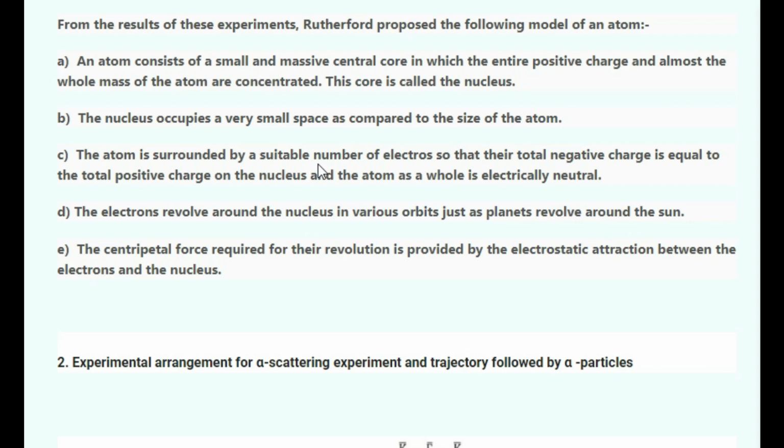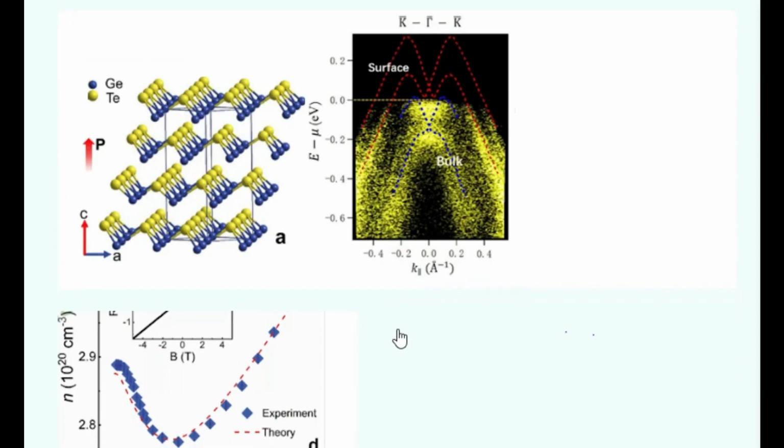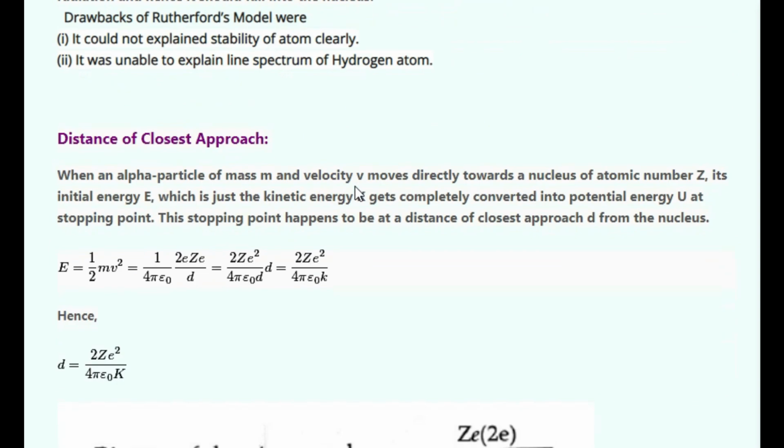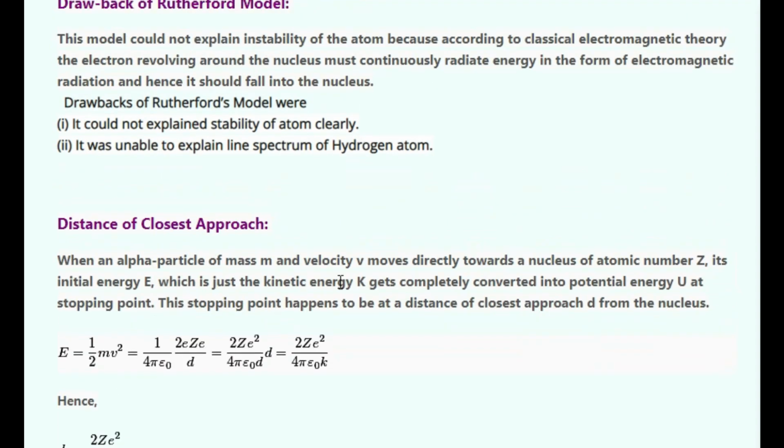So after this, the model had some drawbacks too. The experiment could not confirm everything. So what were the drawbacks? The drawbacks were that it could not fully explain the stability of an atom, and it was also unable to explain the line spectrum of a hydrogen atom. What is the stability of an atom?